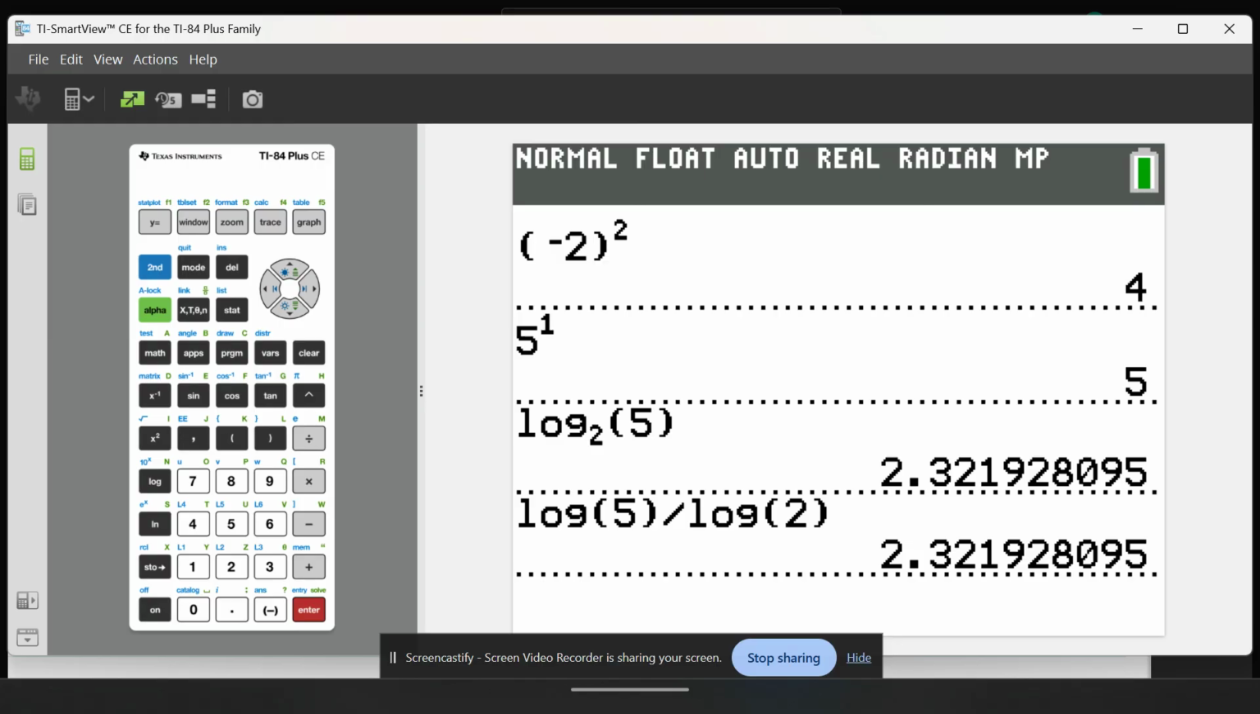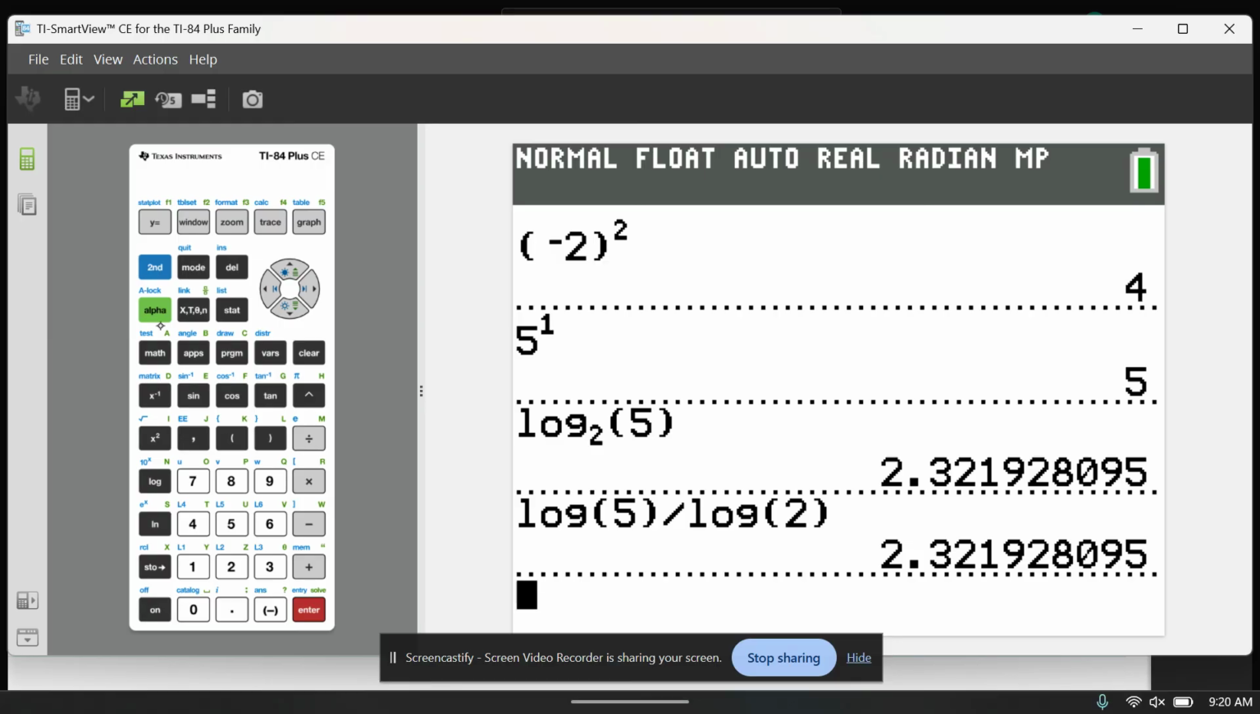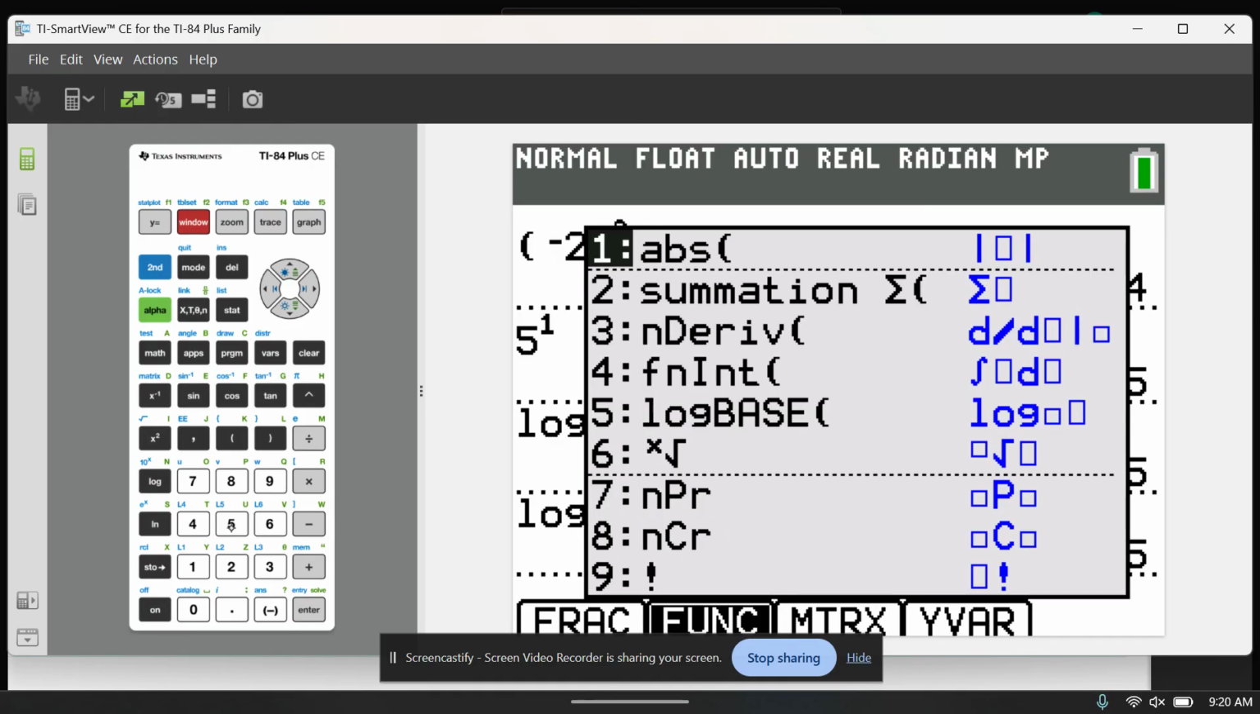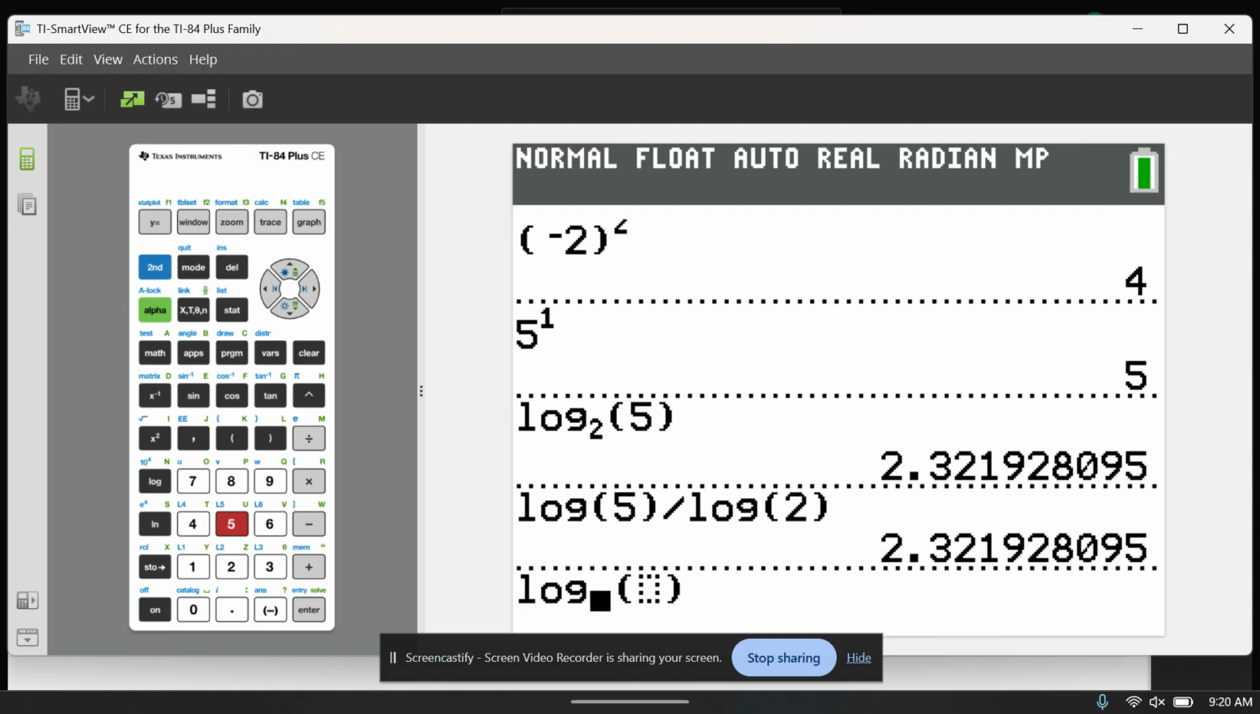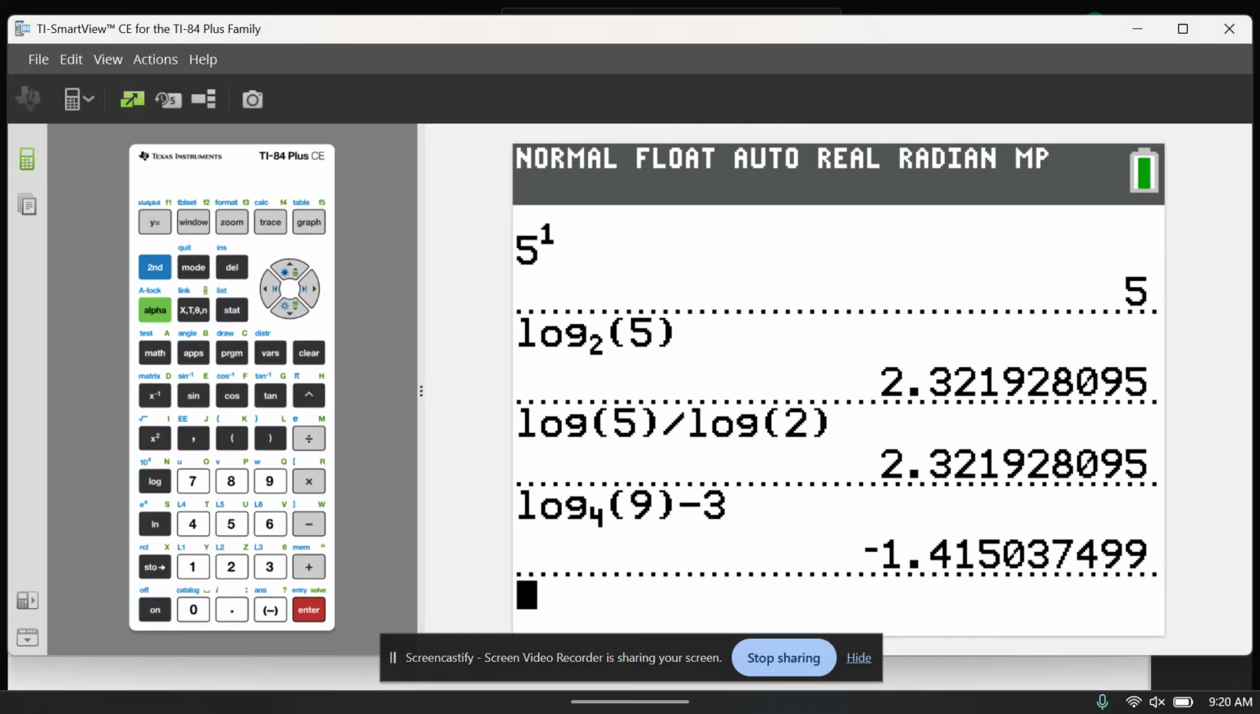Okay, so let me get my log base action happening here. And so we can see that whole decimal there. So log base 4 of 9, and then minus 3 on the outside. Negative 1 point, and then the 0 we can stay the same. So negative 1.415, as Sarah said there.